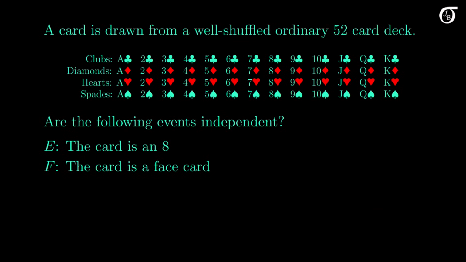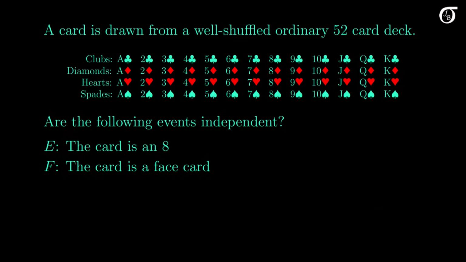In case you don't know, the face cards are the jacks, queens, and kings, the 3 right columns in the table of cards. What do you think? I'm pretty sure these events are not independent. Knowing the card is a face card completely eliminates the probability it's an 8, so the probability of an 8 would change under the information that the card is a face card, and that means that drawing an 8 is not independent of drawing a face card.